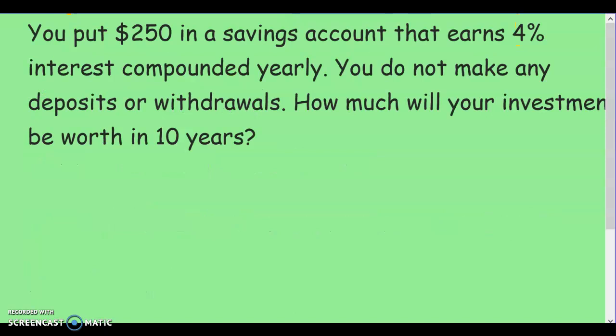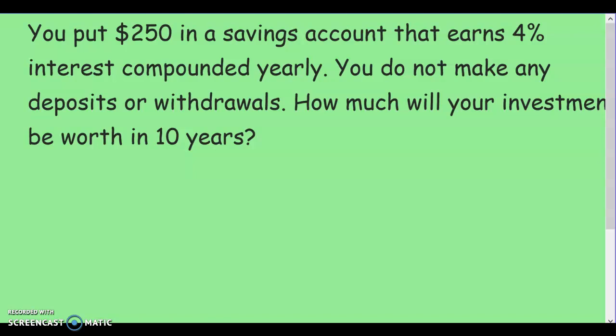So we are going to set up a couple examples for you as we are talking about a savings account. So if you put $250 in a savings account, it is going to earn you a 4% interest compounded yearly. So that means you don't have to make any deposits or withdrawals, and you come back in 10 years. How much money are you going to have there?